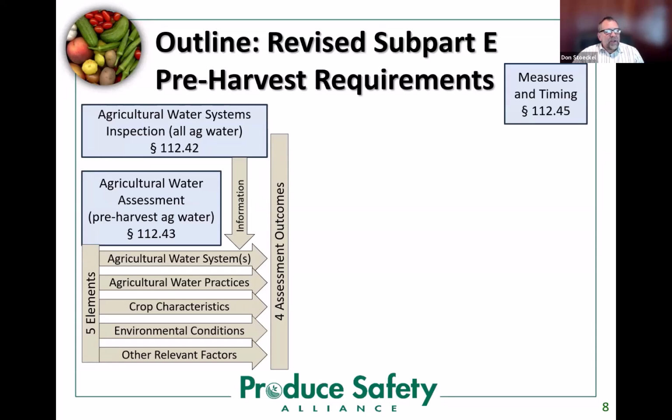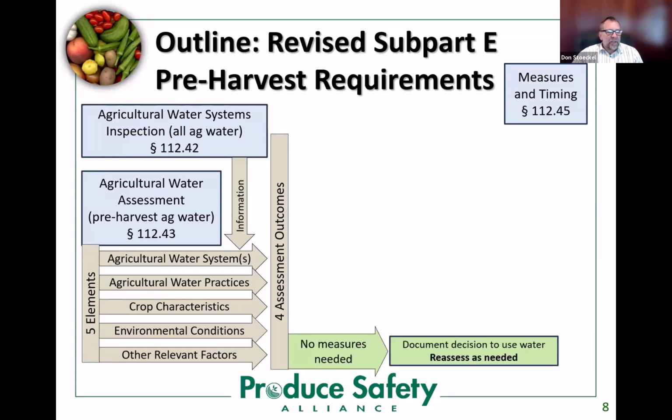Based on that outcome, measures and timing of implementing those measures are expected of a produce grower in order to reduce risks. So let's talk about those 4 outcomes that can come out of an agricultural water assessment. The first one is, and this is the one everybody wants to see, no measures are needed. If a grower does their ag water assessment with those 5 elements and they say there are no conditions that cause me to take measures to reduce risk to produce safety because of the water quality, well, then no measures are needed. The grower only needs to document that decision so they can discuss it if there is an inspection or if anyone else asks, and then reassess as needed, generally speaking, a year later or when something changes. We'll talk about that when we get into the module.